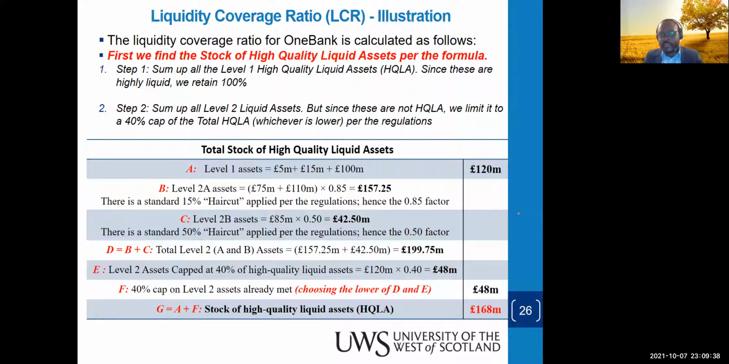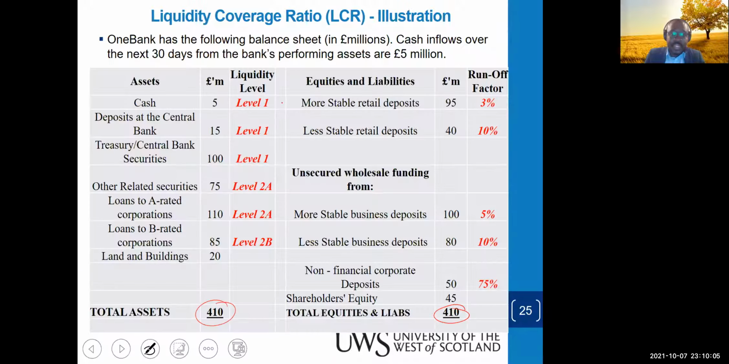Okay, number one, sum up all the level 1 HQLAs. Sum all of them, and these are all held at 100%. And then step two, sum up all the level 2 liquid assets, both A and B. At the end of the day, the total of the level 2 assets should not exceed 40% of the HQLAs of the level 1s. Okay. So we start. Level 1 assets have been provided here. So level 1 is 5, 15, 100, right? We add this level 1, and this will give us 120.